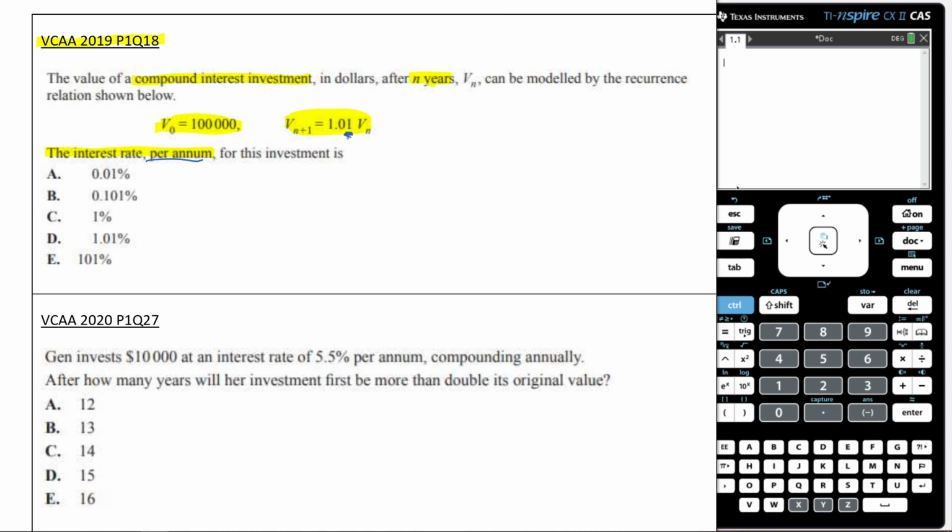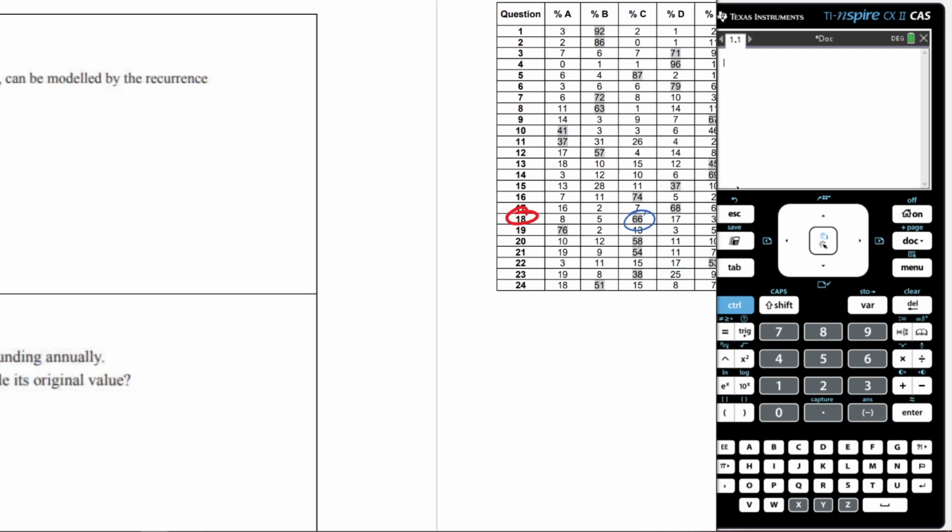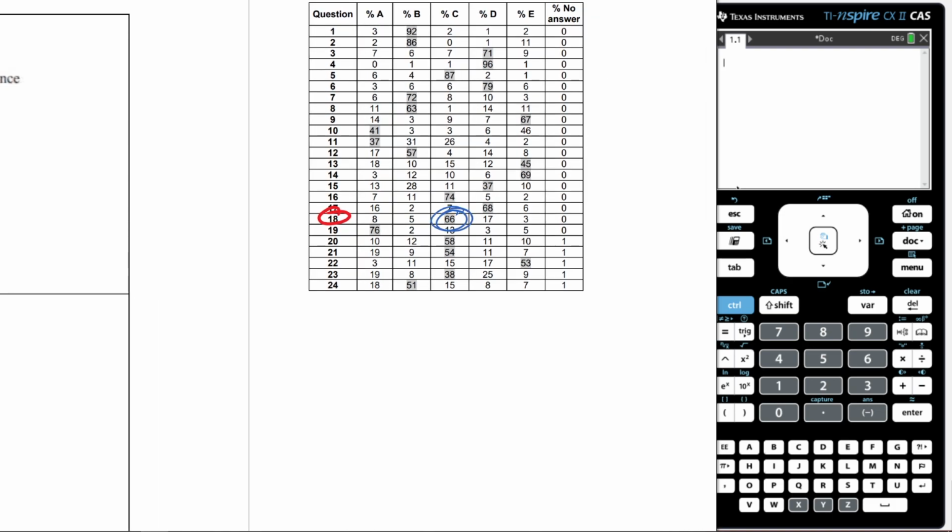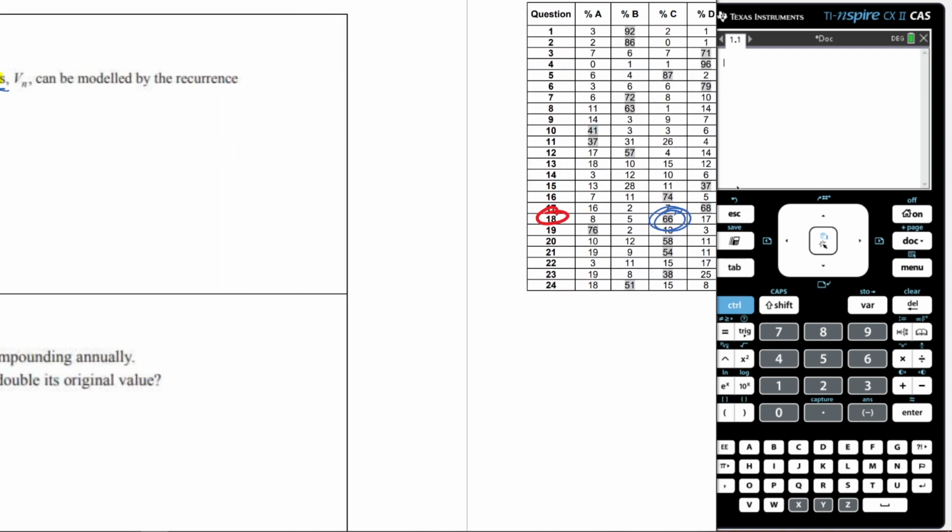And we know that this recursion relation is giving me after n years. So that means it's simply going to be 1% because we're after per annum, and this is in terms of per year. So it would just be 1% there. And again, it's just reading off and knowing that that means 1%. If we look at our examiner's report, you can see that 66% of the students that year who took it were able to answer that question correctly.